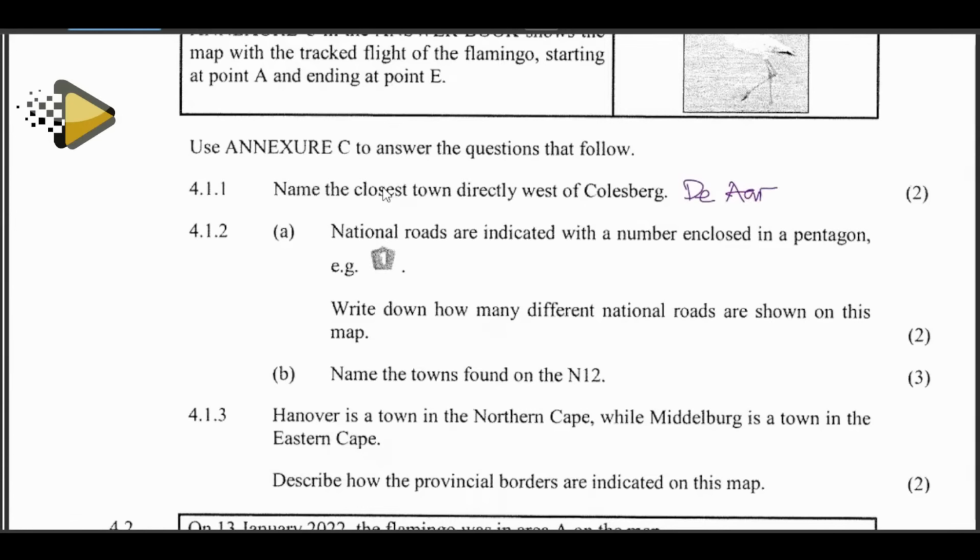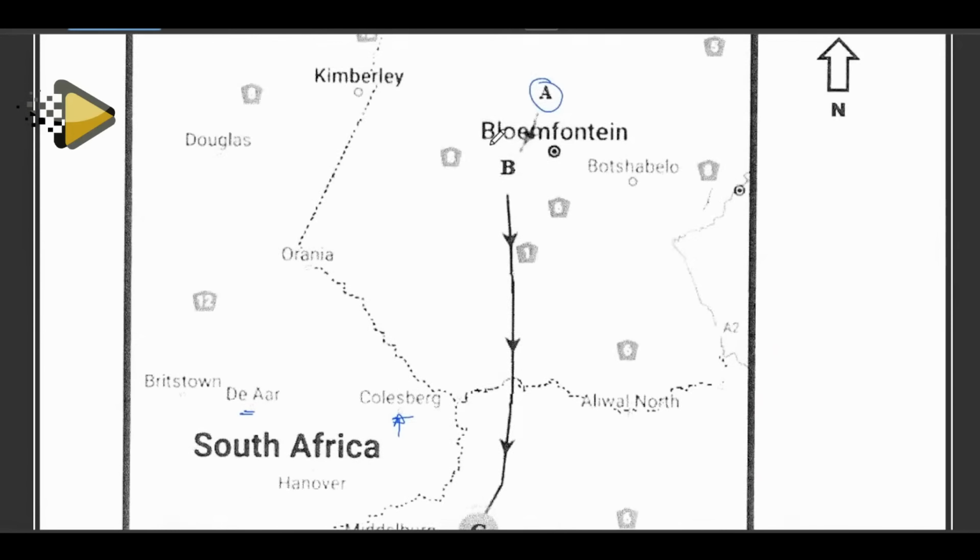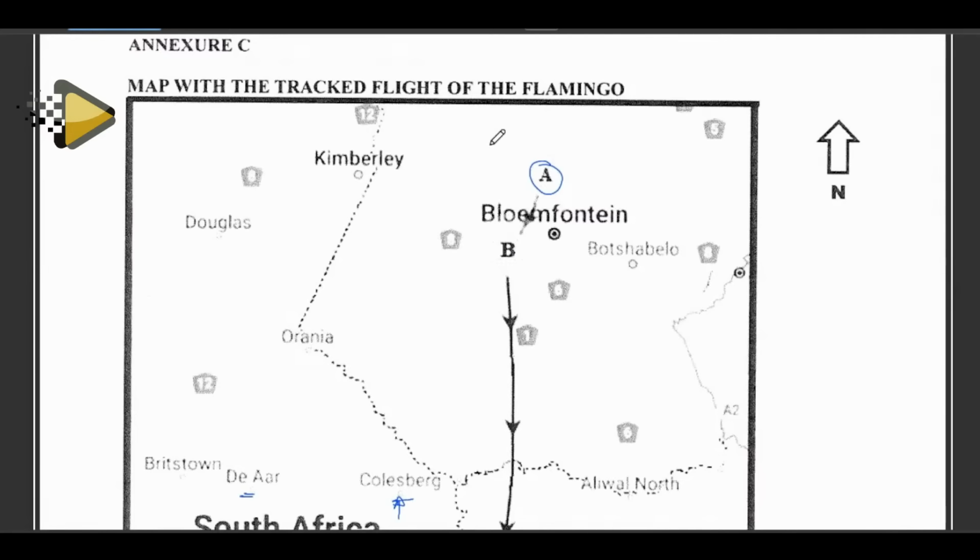So the national roads are indicated with a number enclosed in a pentagon. Write down how many different national roads are shown on this map. Let's go there and we see. Please, you don't repeat it, you count once. Here we have N5. We have N8. We have N6. We have N12. This is 8 also. This is 8. This is 12.